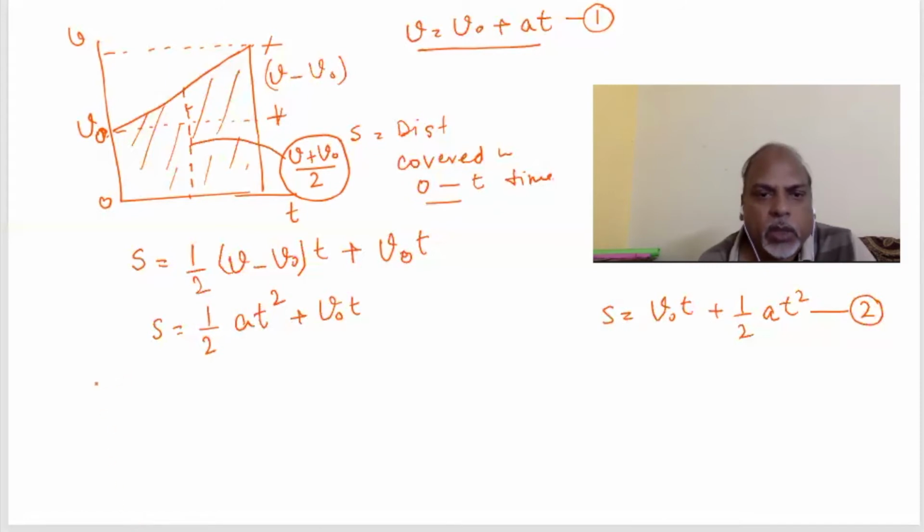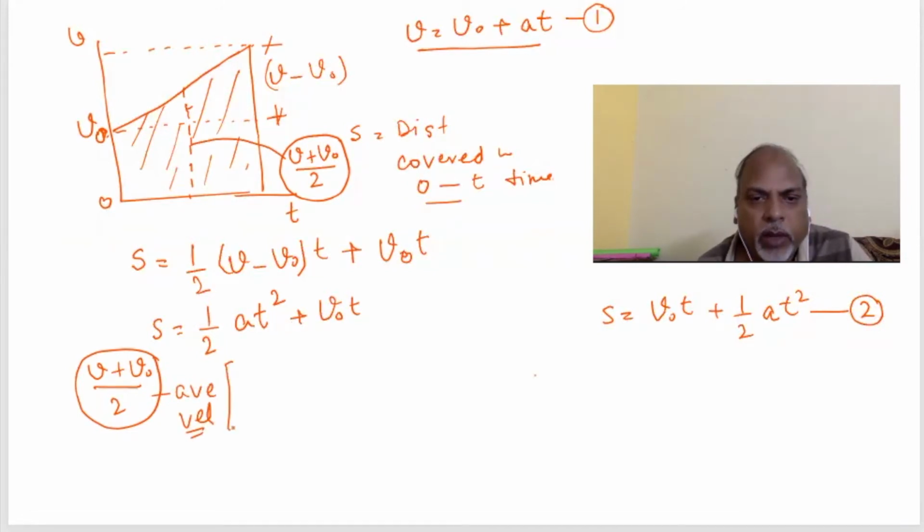This is (v plus v0) by 2. This is also called average velocity. This is valid in case of constant acceleration only.